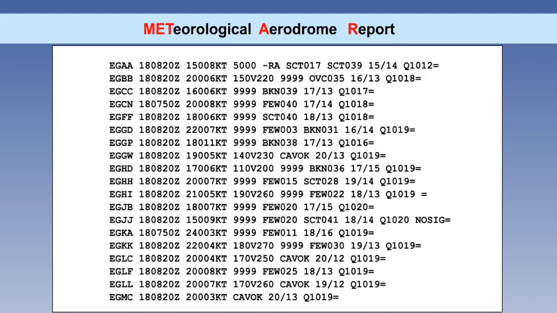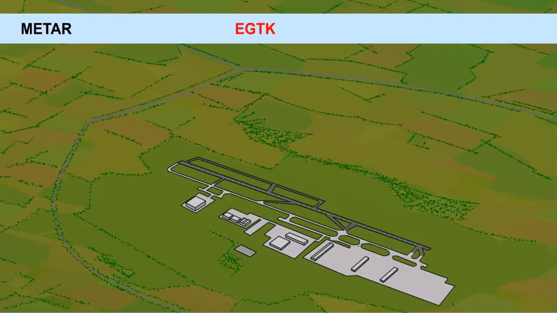We shall examine the METAR coding section by section, slowly building up our understanding by using a sample METAR report. The first group that appears in the METAR is the identification of the type of report. The 4-digit ICAO location indicator of the issuing airfield is shown next. In our example, we will use Kidlington, Echo Golf Tango Kilo.